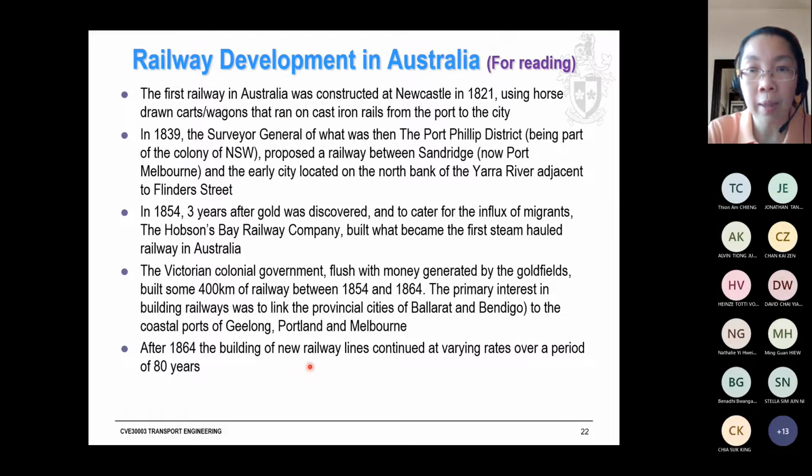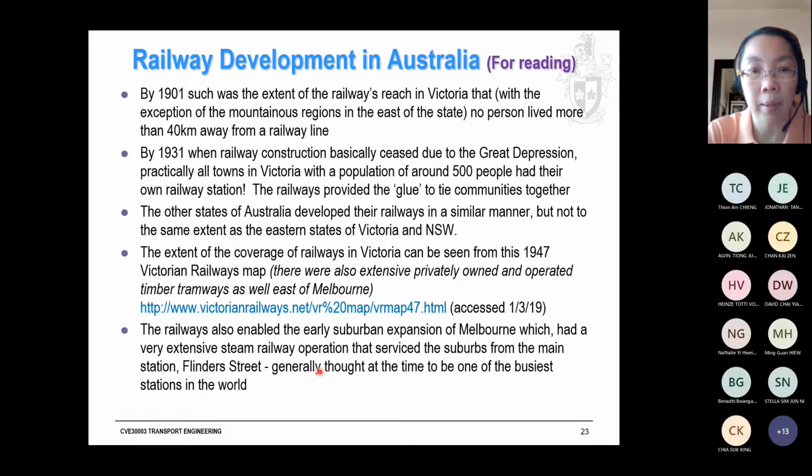But one thing that you need to know is that the rail was developed at different locations. So each state has its own rail system. And therefore, you would see that there are different sizes of rail gauges that were used across Australia. Since then, they have tried to standardize it.